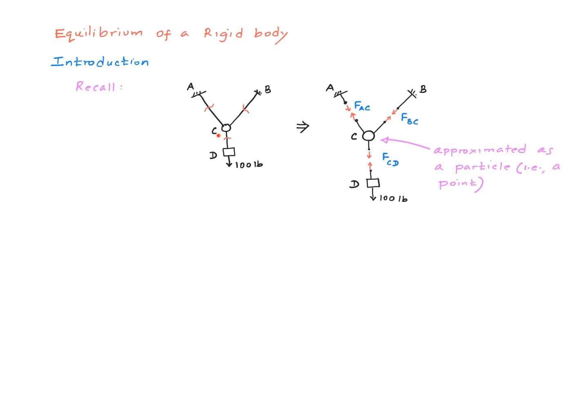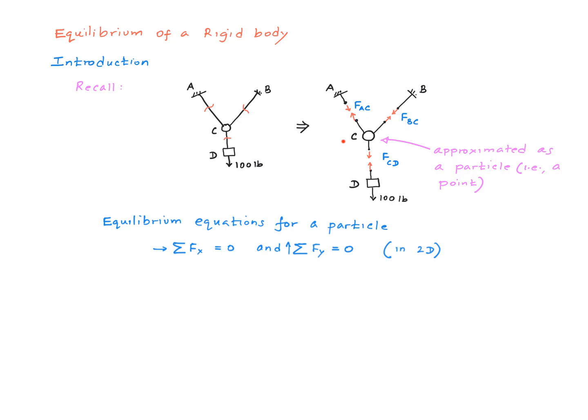Remember the cable systems like this we have learned to analyze, right? If you recall, this little ring that connects the cables was approximated as a particle, right? Mathematically, we have basically ignored its dimensions and then approximated this as a point. So a particle is mathematically represented by a point.